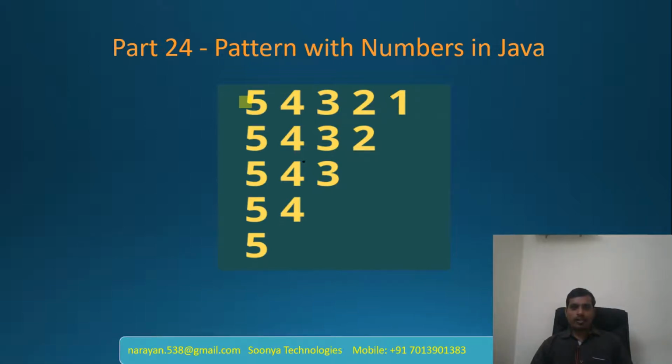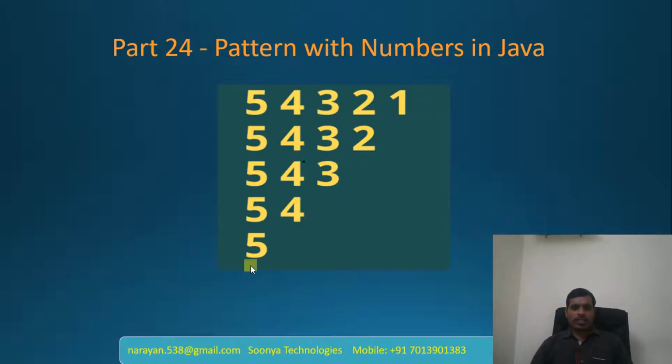Today I am going to discuss pattern with numbers in Java like below. In first row we need to display 5, 4, 3, 2, 1. In second row 5, 4, 3, 2. In third row 5, 4, 3. In fourth row 5, 4. And fifth row 5. This is continuation to previous video. Please go through previous video before going through this video.